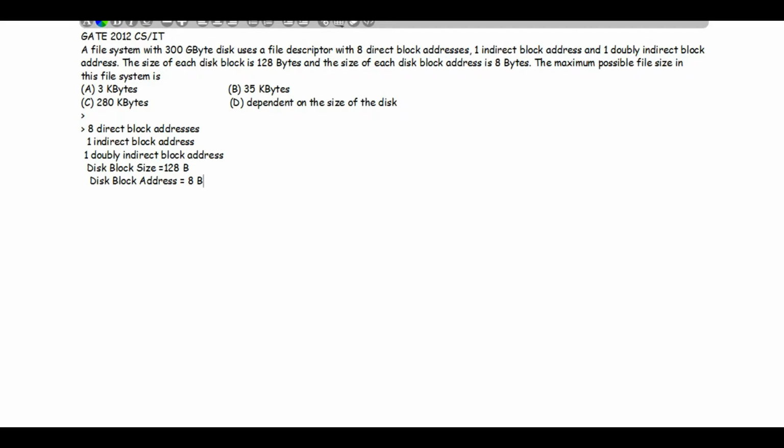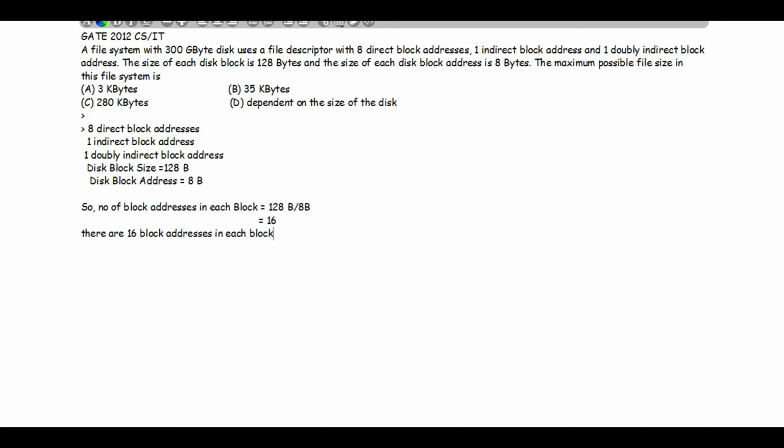So before solving further, let's find out how many disk block addresses we can accommodate in a single block. Because each address is pointing to a particular block, we have to find out how many disk block addresses we can accommodate in a single block. So the number of block addresses in each block will be, we have the block size which is 128 bytes and then the disk block address, which is 8 bytes. So when we solve this we will get 16. So from this we can say that in each block there are 16 block addresses.